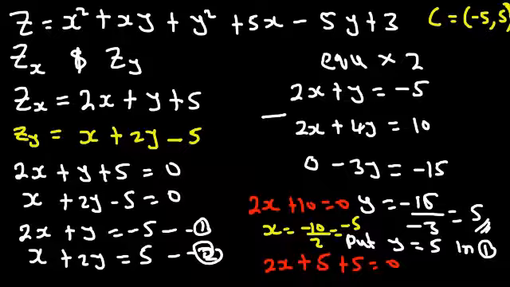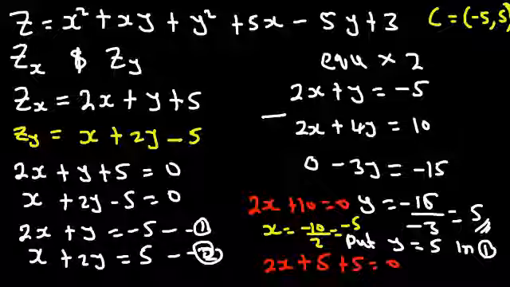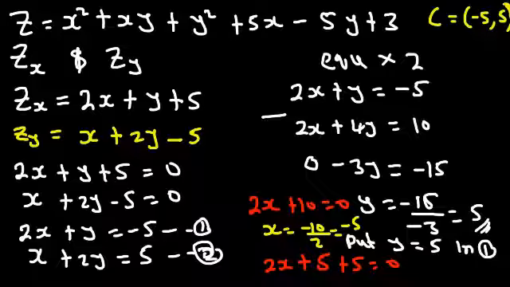Now that we have the critical point, we can now find the stationary point. So let's jump to step 2.